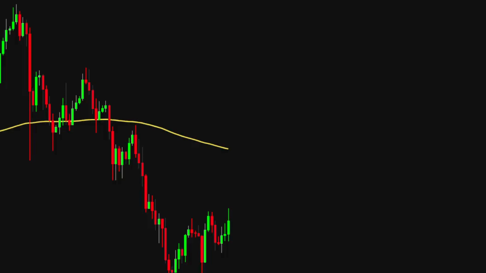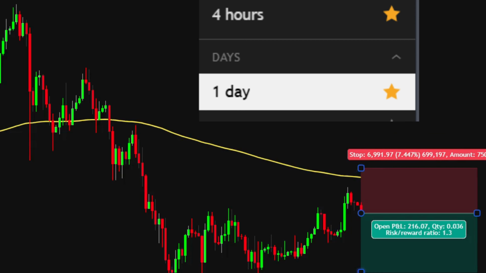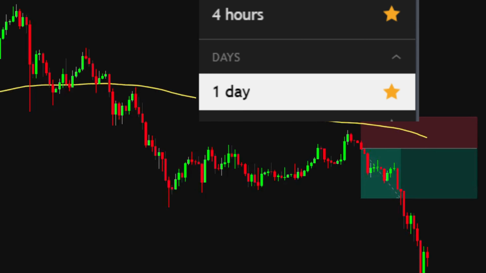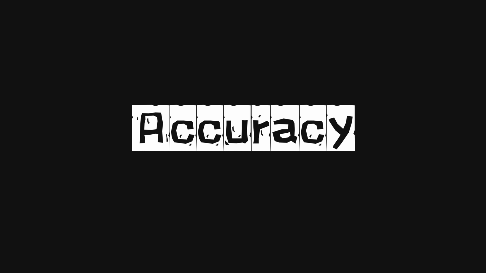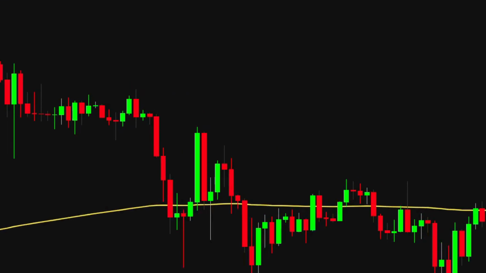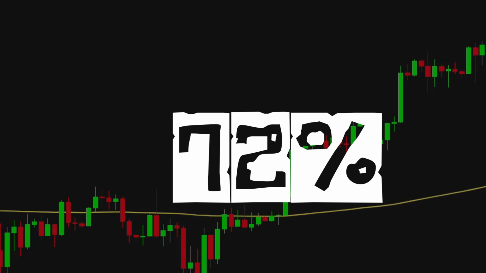The 200 EMA trend filter works very well on the 4-hour and daily timeframes, where the moving average reflects the true long-term market direction. On these higher timeframes, price respects the 200 EMA more consistently, making it a reliable level for identifying whether the market is in a bullish or bearish environment. On its own as a pullback model, the 200 EMA strategy produced a win rate of around 72% during testing.